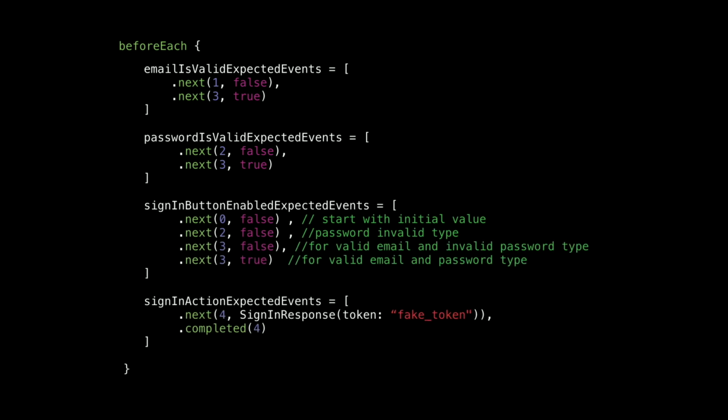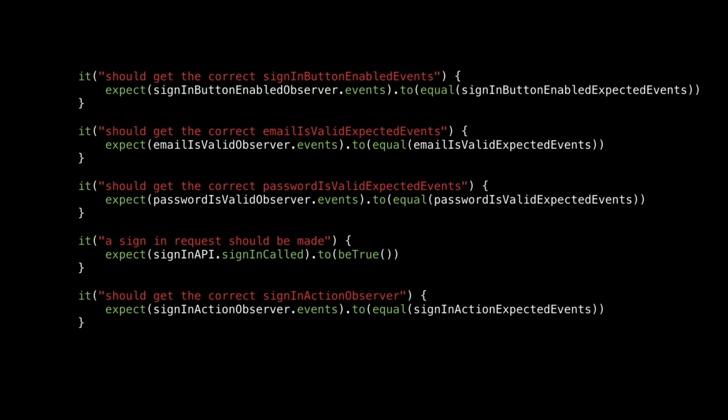So this is all the expected events and the time that they are emitted. And this is how our sessions look now. We have an array of events from the observer and validate them against an array of expected events. Now you can see that the validations here have been simplified a lot.